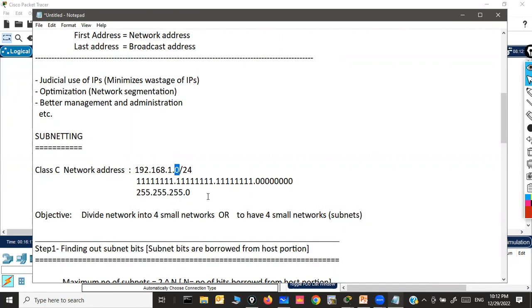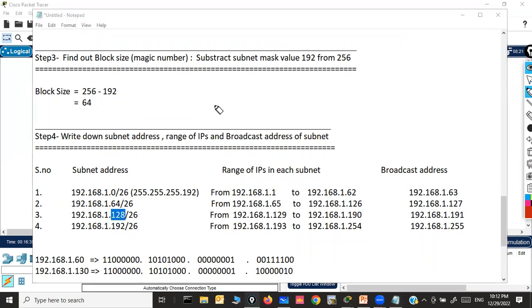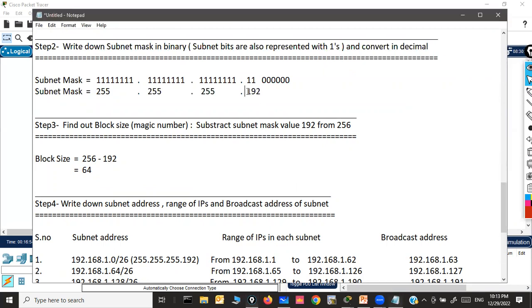All the manipulation is in the fourth octet only. That is why we just add this block size in the fourth octet: 0, then add 64, 64, one more time 64, meaning 64 plus 64 is 128, again 64 plus 128 is 192, and stop here. Four subnets were required, four subnets computed, and we have reached the same number, 192. So if you look at the subnet mask value, it is 192.